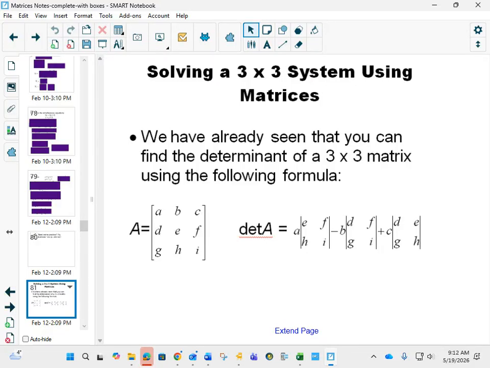So now we're going to do the same thing with a 3x3 system of equations. Wait for it. And we learned two ways of finding the determinant.